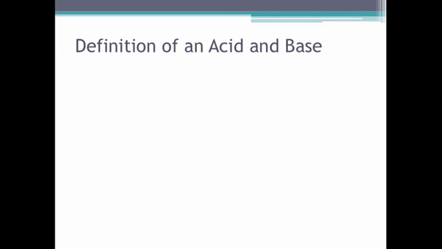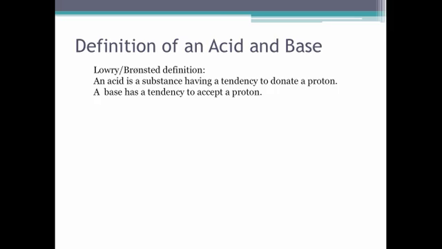So now I'm going to get on to the definition of an acid and a base, and it's actually quite simple. The definition is this: an acid is a substance that has a tendency to donate a proton, and a base is a substance that has a tendency to accept a proton. And you'll notice up there I've called it the Lowry and Bernstein definition. The reason for this is that there is one other important definition of an acid and base, and that's the Lewis definition, but we're not going to look at that in this course. So there you have it. It's actually quite a simple definition.